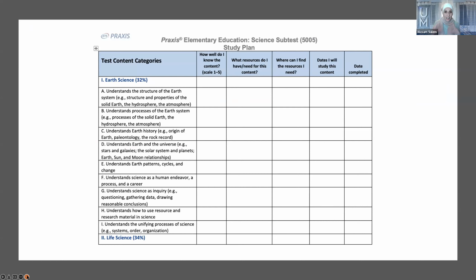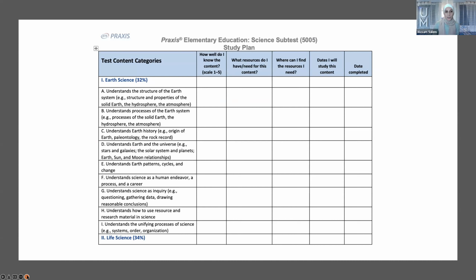I have taken a snapshot of the study plan, which is under earth science. You have the whole document. You can scroll down and see what actually comes under each of the life science and earth science, and as well the physical science. So let's take an example.